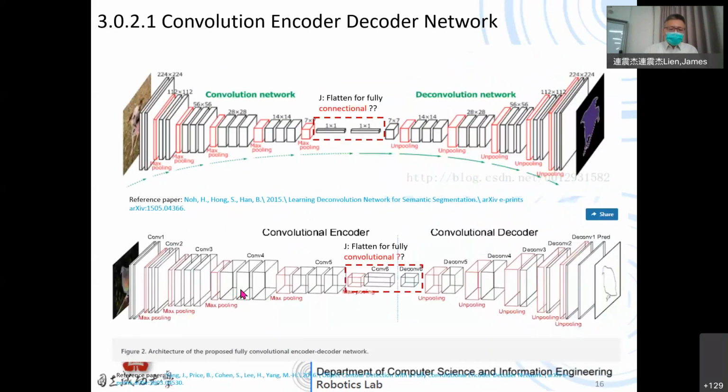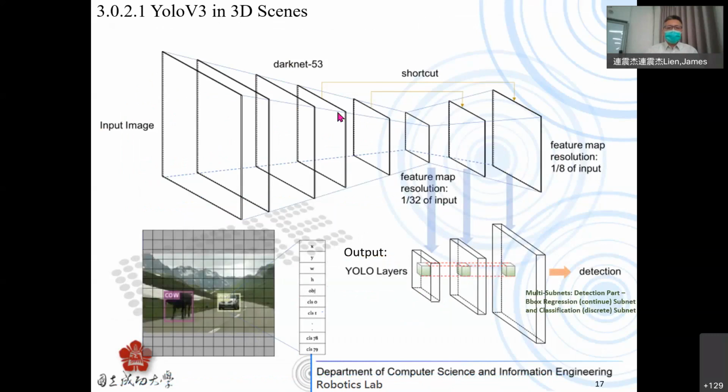Because from here we do downsampling, then upsampling, we will lose information, right? The size was originally 224 by 224, and right now becomes 7 by 7. So you will lose a lot of information. So people try to recover that information based on a shortcut from the original resolution information.